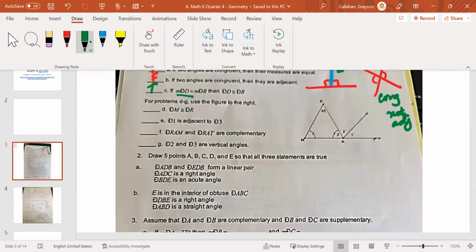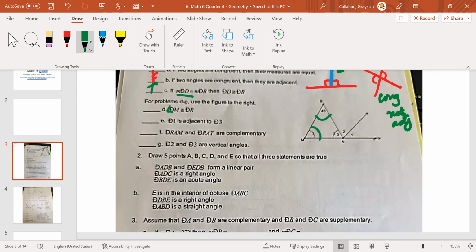All right, for problem D to G. Where is D here? It says DM. Where is D? Where is that angle? I think she means angle. If angle M is equal to angle R, where is R? Oh no, this right here. I don't know what she's talking about. Okay, so do you see how these two angles are the same right here? She's saying angle M equals angle R.